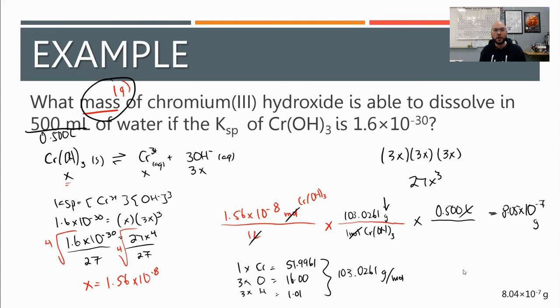This means that about 100 millionth of a gram of chromium hydroxide would dissolve in 500 milliliters of water, which is exactly what we'd expect. We know that this is an insoluble compound because it has a KSP. So anytime we see a KSP, we expect it to have a very, very small amount that can dissolve in water, and that is the case here. So 8.05 times 10 to the negative 7 grams will dissolve in 500 milliliters of water.